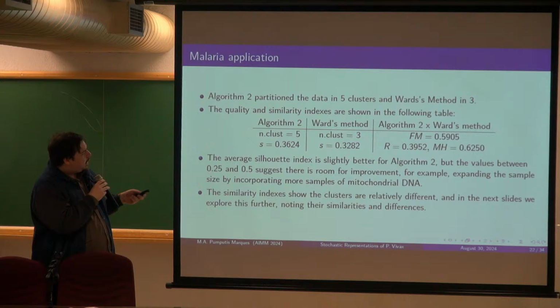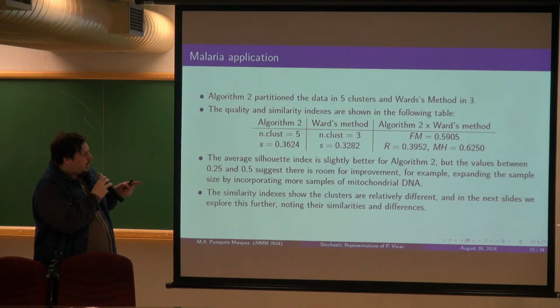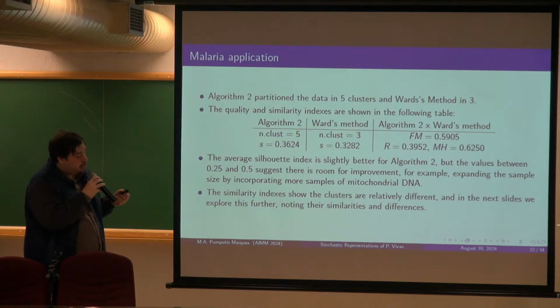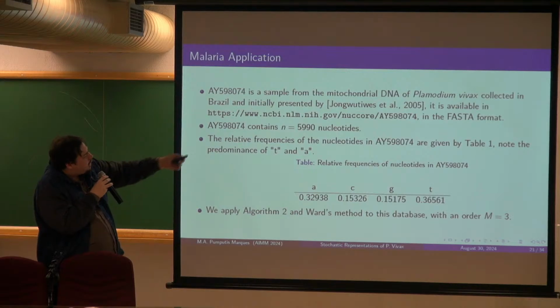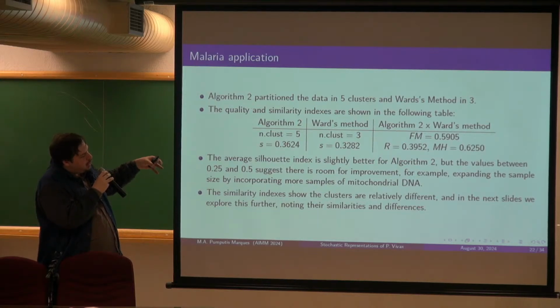And the idea here is that the silhouette index is slightly better for algorithm 2, but we have a value between 0.25 and 0.5, which suggests that there is room for improvement. And the idea here is that probably the sample size was small, because it was only 6,000. If we, for example, expand this study to incorporate more samples, right?